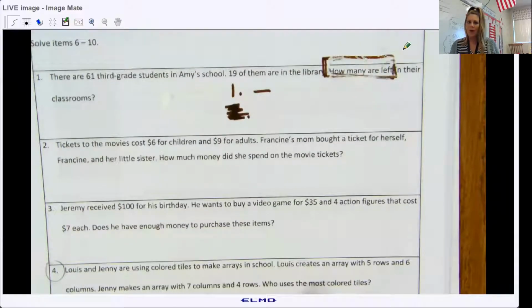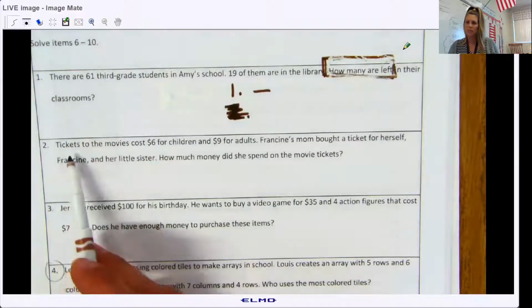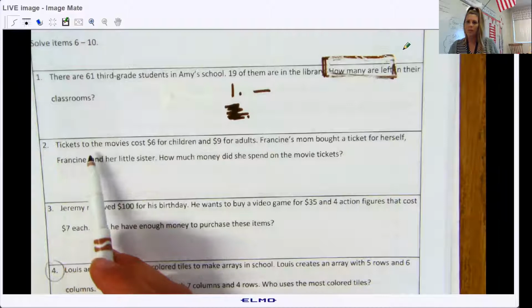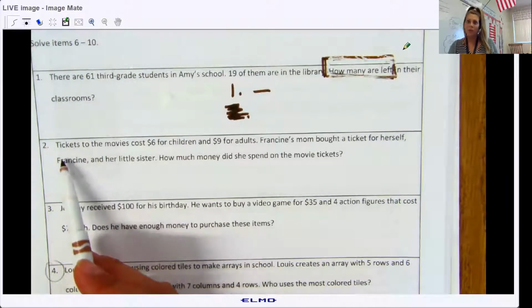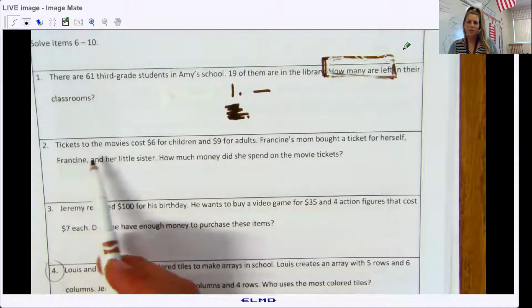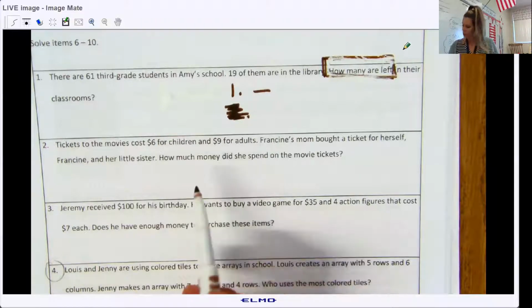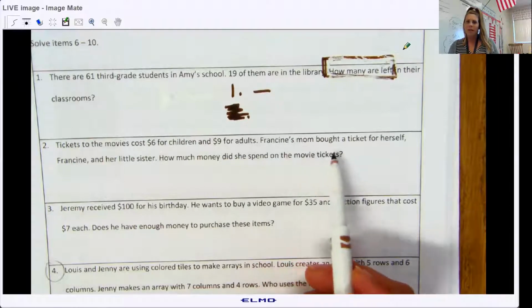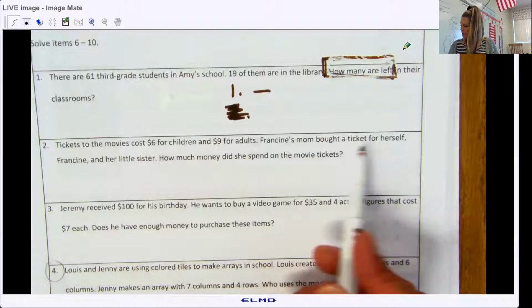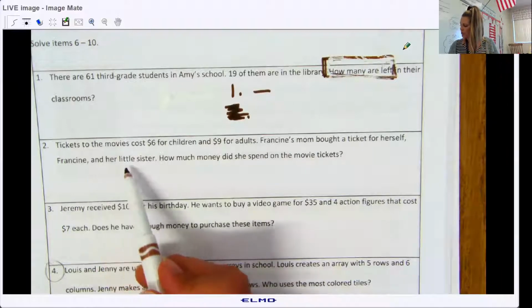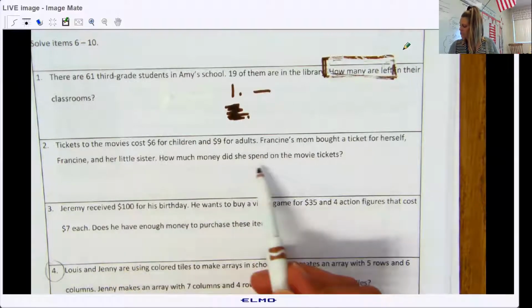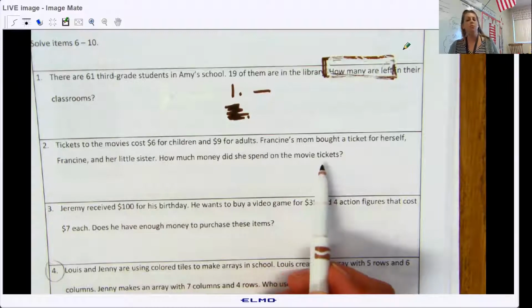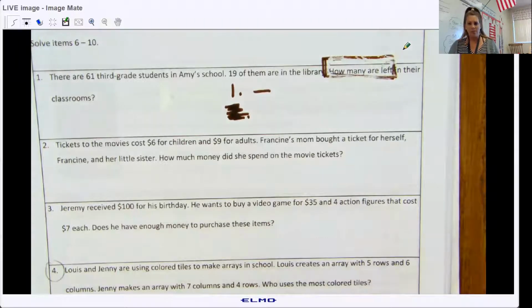All right, go ahead and let's look at number two. You're doing the same thing as I'm reading. You're thinking about one or two steps, which operation, and which keywords help us. Tickets to the movies cost $6 for children and $9 for adults. Francine's mom bought a ticket for herself, Francine, and her little sister. How much money did she spend on the movie tickets? All right. How many steps are there?